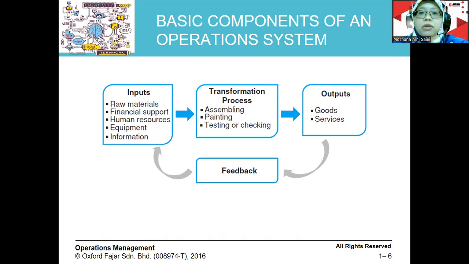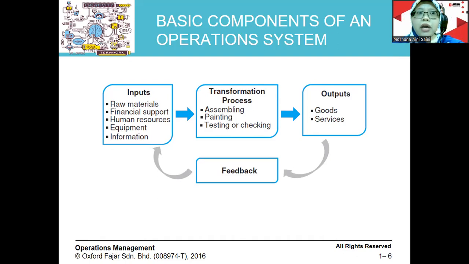So for the transformation process, for example, we have the assembling. If let's say for the car factory, definitely they will have the assembling. So this unit will go for the assembling of the door. For this unit, they will assemble the chip, for example. So they will use the transformation process. Besides that also, for example, painting, testing or checking.